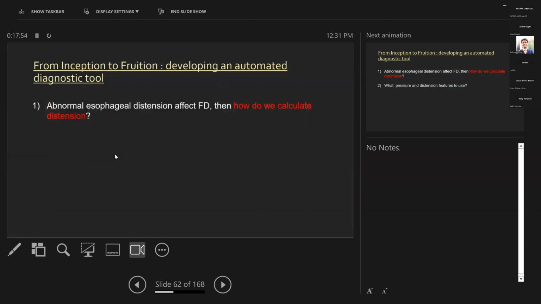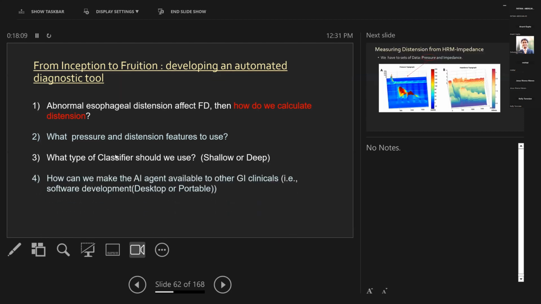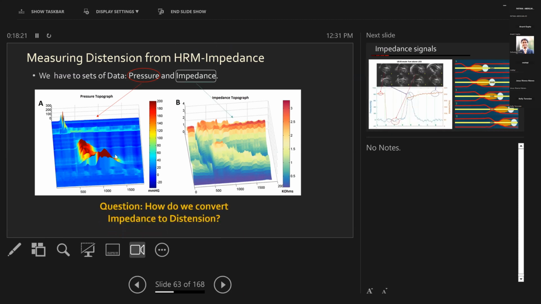So the first question is, now that we know functional dysphagia is affected by abnormal distension, how do we calculate distension? The second question is, what features do we use to train, and which classifier do we use? Do we use shallow or deep learners? And once we have this system, how do we make it available for other GI clinicians to use? When you do a manometry in your clinic, you have two sets of data: the 36 pressures, but you also have impedance, okay? So how do we convert impedance to distension?